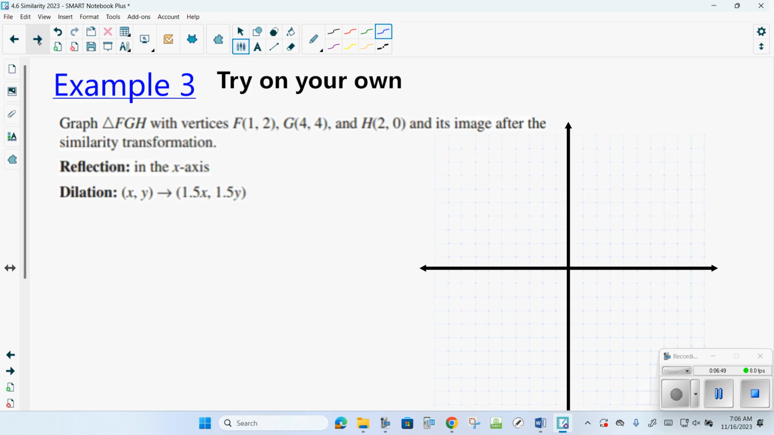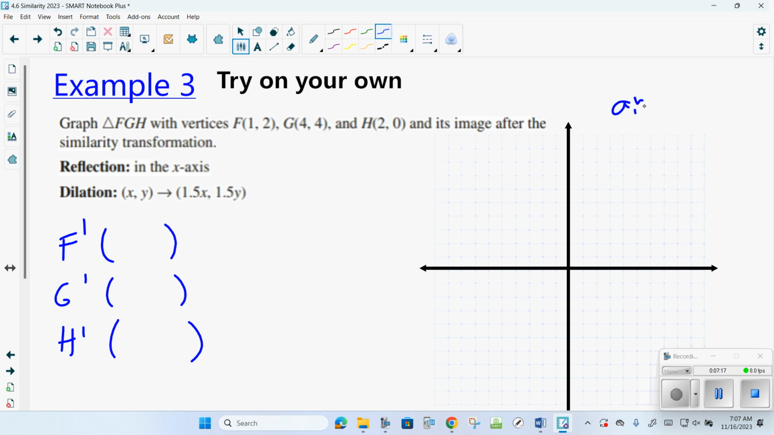Next one. I have a triangle, FGH. I want a reflection on the x-axis. Again, if you want to use the rules, you can. So I'm going to find F prime, G prime, H prime. Not going to lie here, I don't usually like using the rules on reflections. I usually just go over and graph and then reflect on the other side of the line that I'm looking at. But for our purposes right now, I'll go ahead and write out the rule.